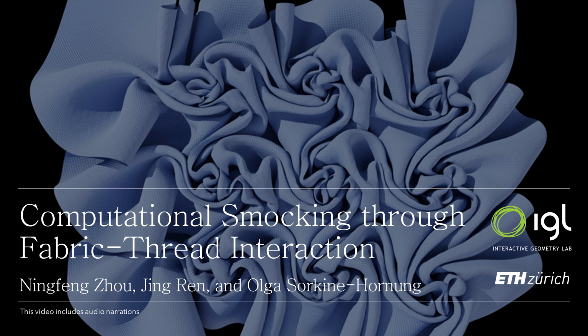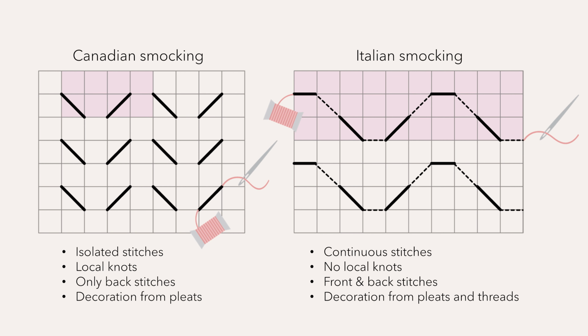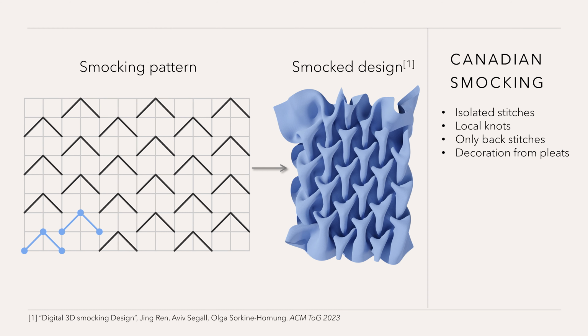Smocking is a traditional embroidery technique that involves manipulating the fabric with threads to create decorative and geometric textures. Smocking comes in different types. Canadian smocking uses isolated stitches on one side of the fabric, while Italian smocking employs continuous stitches that pass through the fabric several times. A recent paper, Digital 3D Smocking Design, proposes a preview tool for Canadian smocking.